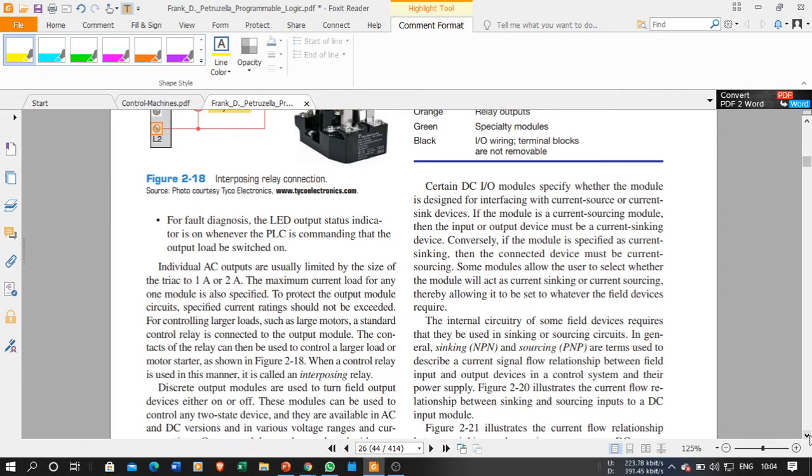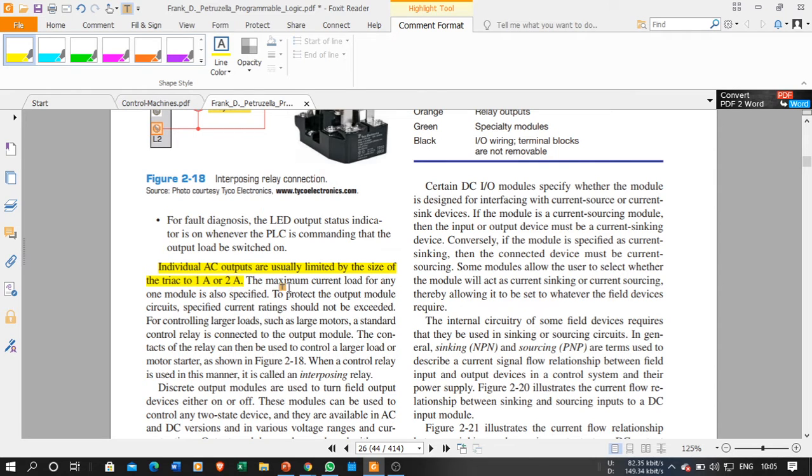Okay, so individual AC output is usually limited by the size of the triac. So if I want to consider the AC output, that is motor, it is limited by the size of the triac, and that might be maximum 1 ampere or 2 ampere. The maximum current load for any one module is also specified, and basically this is the individual output. Okay, and for as a whole, now in the last lecture we have discussed that there may be fuse. Some PLCs have individual fuse for individual output, or some PLC have a single fuse for the entire module.